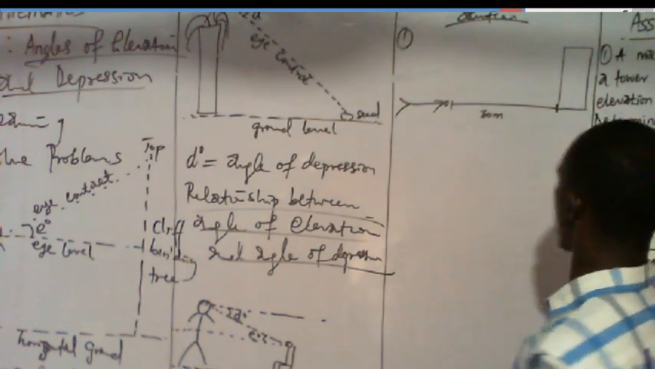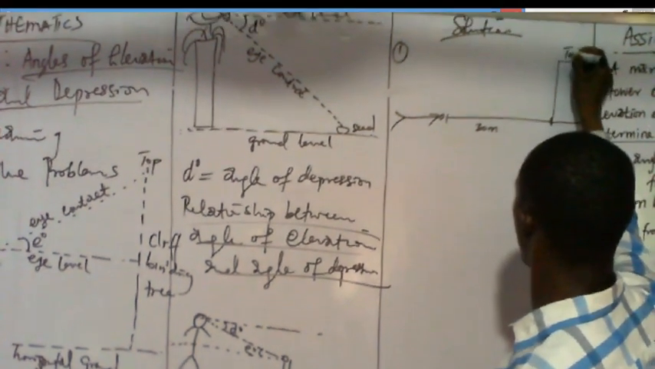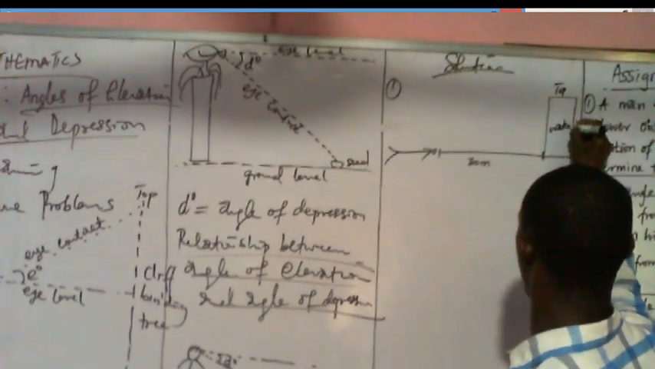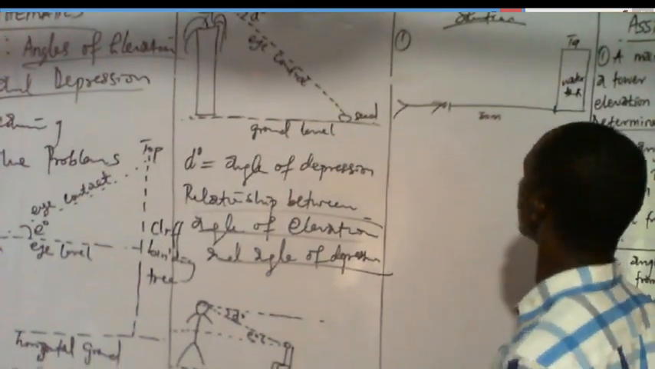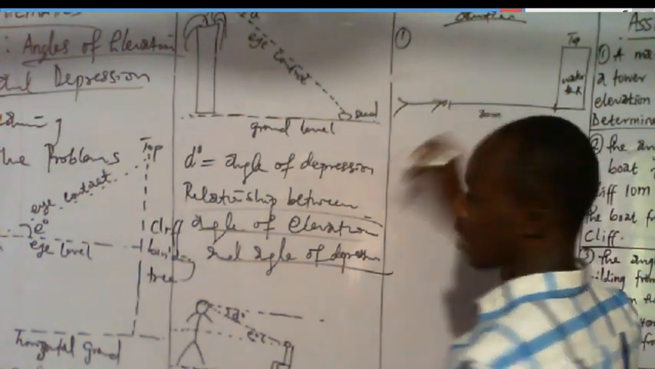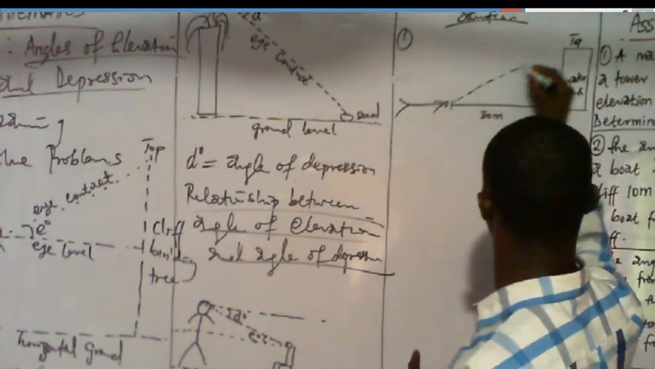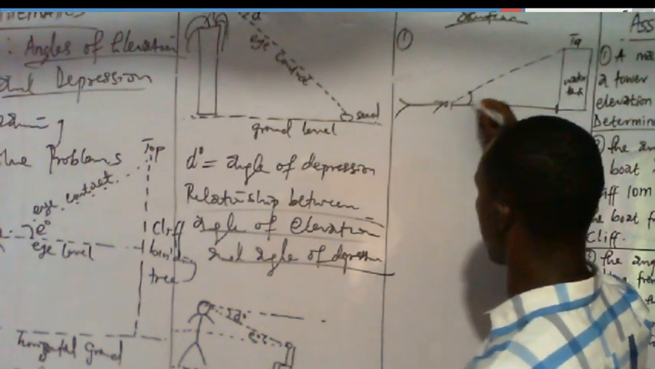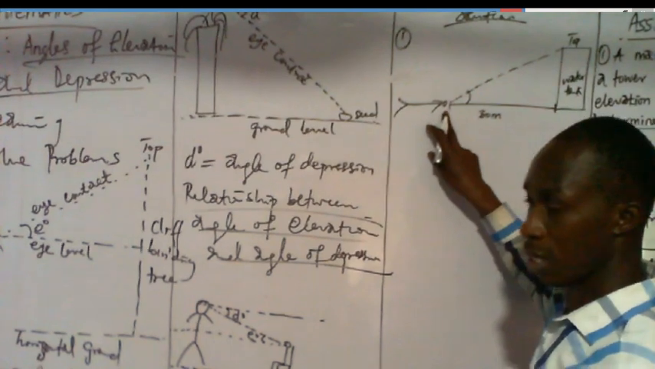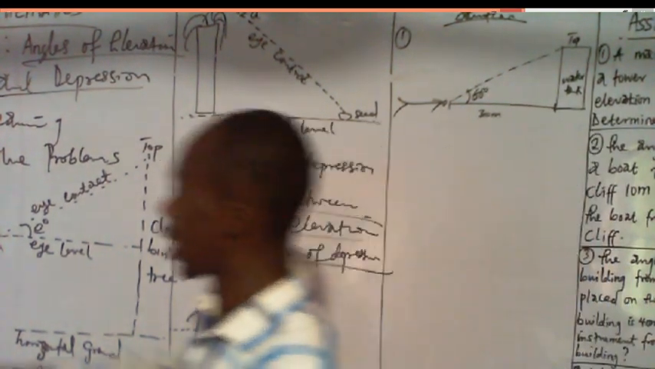This is the water tank. Top of the water tank. This is the top. This is the water tank. So that means the angle is formed from the boy. Angle of elevation from the boy, 60 degrees. Calculate the height of the water tank.